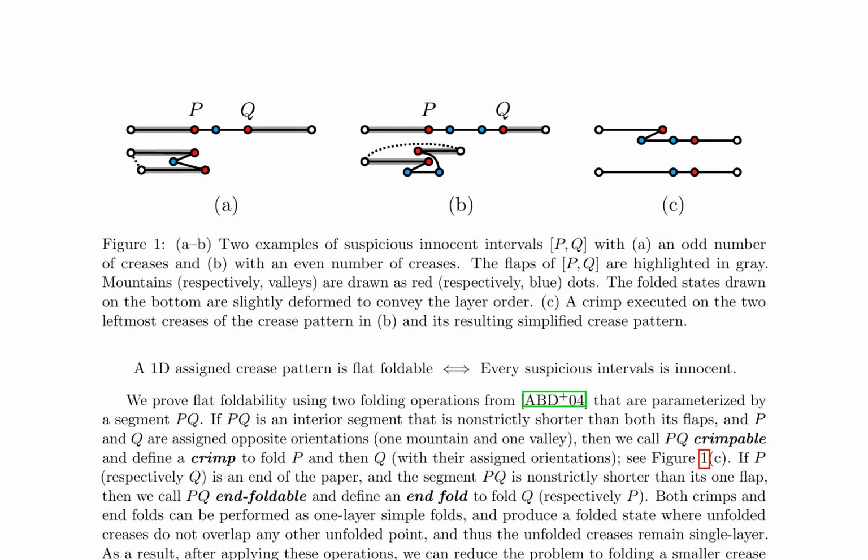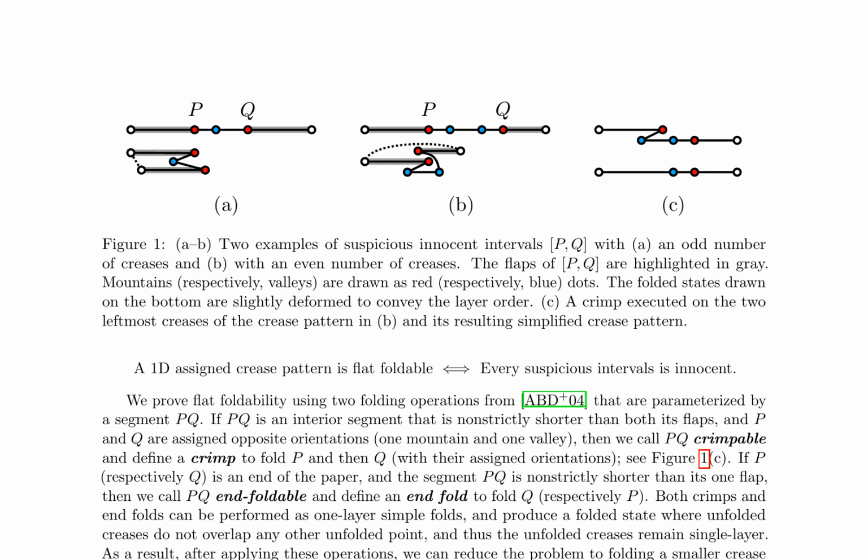The concept of suspicious innocent intervals in crease patterns is a crucial aspect of flat foldability. These intervals are characterized by their unique characteristics, which include the presence of crimps and end folds. Crimps and end folds play a pivotal role in proving the equivalence of different conditions for flat foldability, such as the ability to be folded by one layer or some layers simple folds, and the innocence of all suspicious intervals.